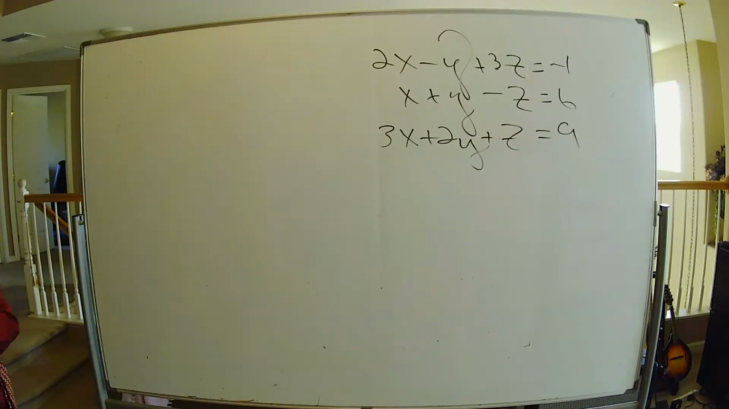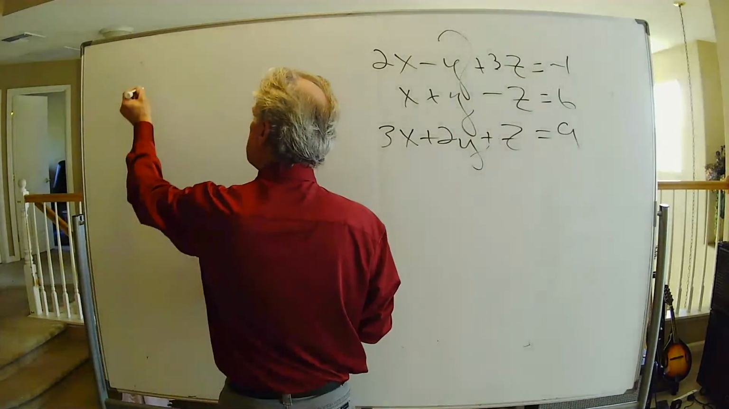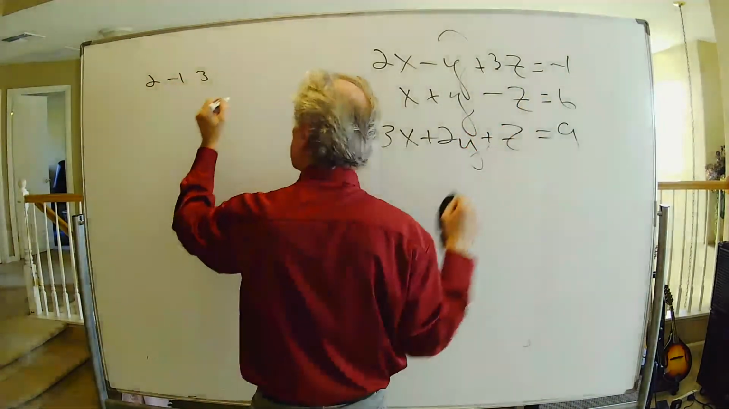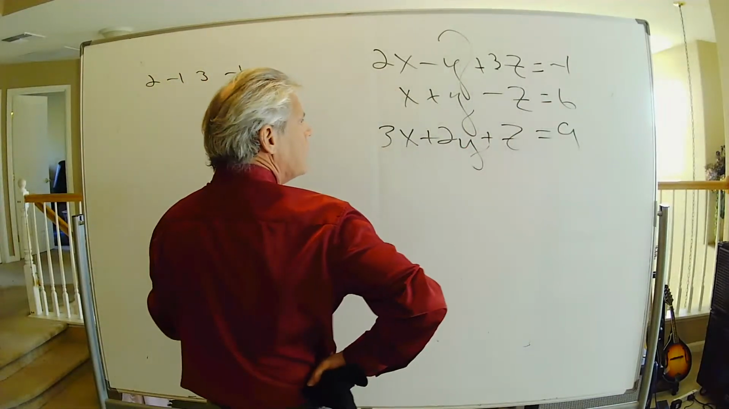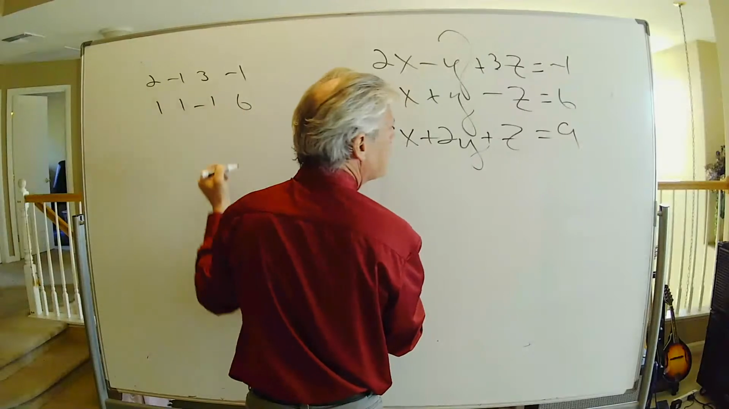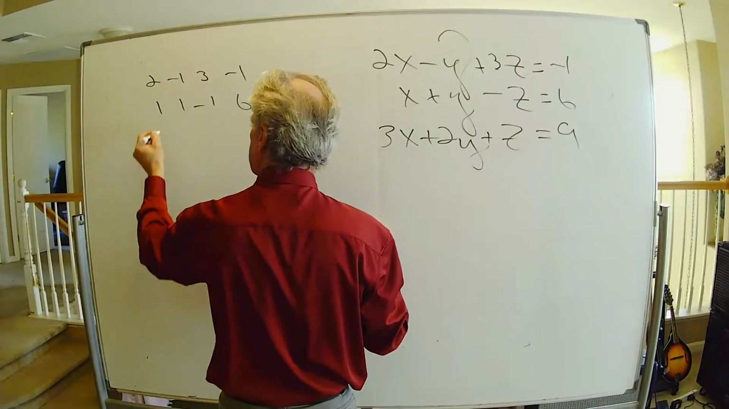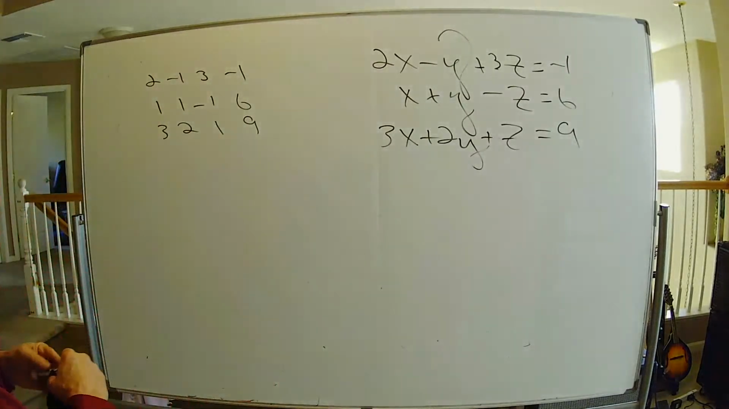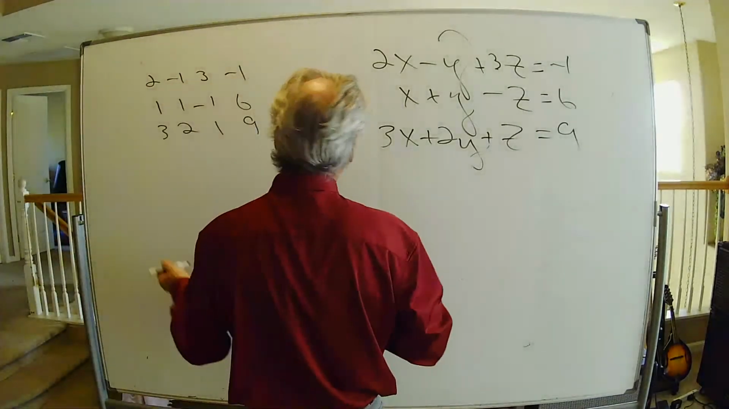I'm going to rewrite the system of 3 equations, 3 unknowns as a single augmented matrix whose entries are going to be 2, -1, 3, and -1. Excuse me, that's not a 4, it's a -1. Then 1, 1, -1, 6. And let's see, 3, 2, 1, 9. And I just want to make sure I wrote down the right coefficients. So it looks good.